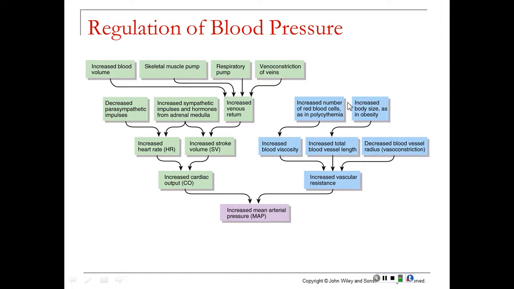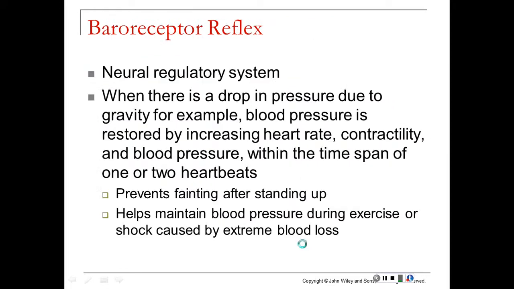An increased body size, like in obesity, is going to lead to a total increase in blood vessel length in your body, which is also going to increase resistance. You can also have a decreased blood vessel radius, vasoconstriction, because of high blood pressure. That's going to cause increased vascular resistance. Ultimately, cardiac output and vascular resistance balance each other out in what we call mean arterial pressure, or MAP.